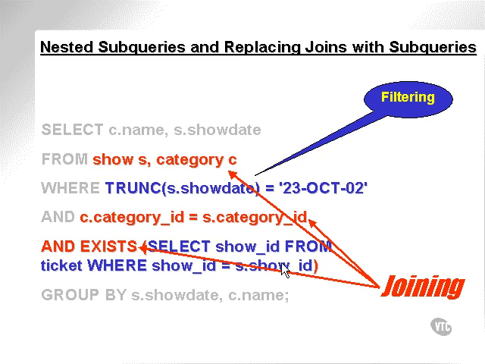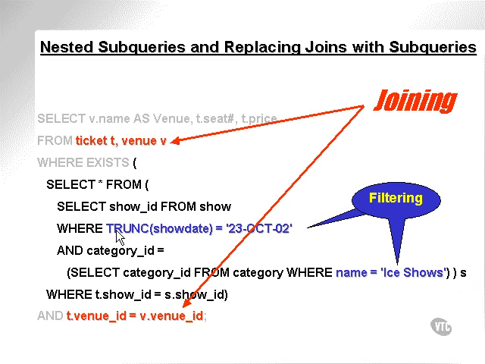Now let's show you another example. Here we're selecting the venue and the seat from the ticket and venue tables and joining them. Here's the join down here. What the exists clause is going to do here is attempt to filter some data out so that we join between fewer rows. In other words, we're going to try and filter out some venues or some tickets.